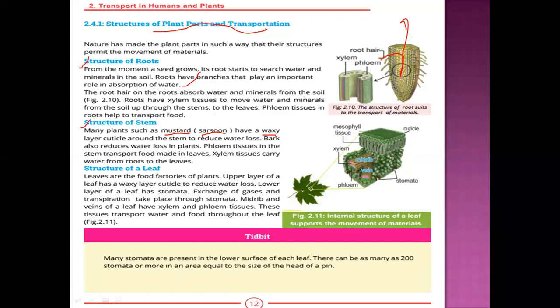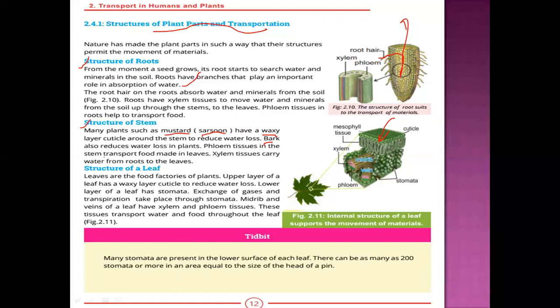In the leaf, here upside, we have a very thin shining cuticle. Cuticle means a layer of some chemicals which is very shiny, and it is waxy, meaning the water cannot enter from here or come out from here. So it is waterproof. Bark also reduces water loss in plants.